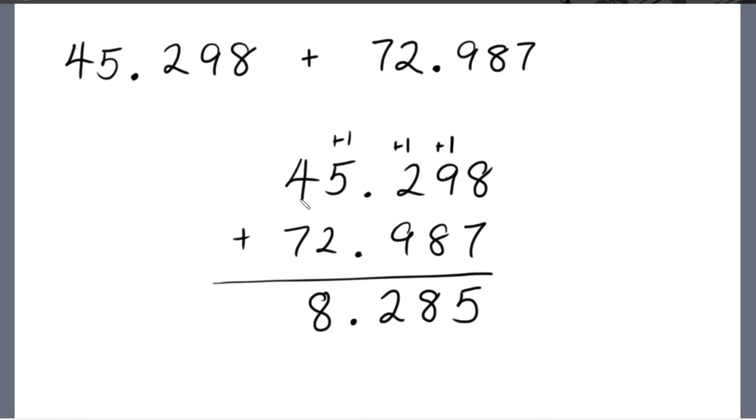And then 4 tens plus 7 tens is going to be 11 tens. And that 11 tens, this 1 over here is really 100 because we regrouped 10 of those tens. So when we add these two decimals, we get 118 and 285 thousandths.